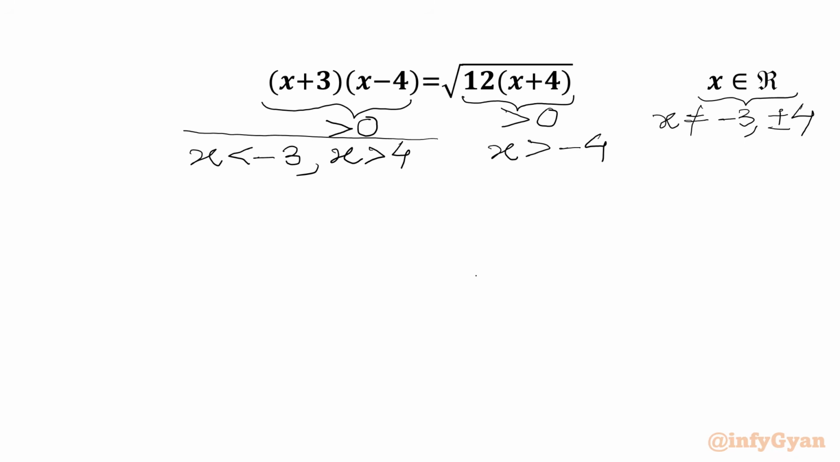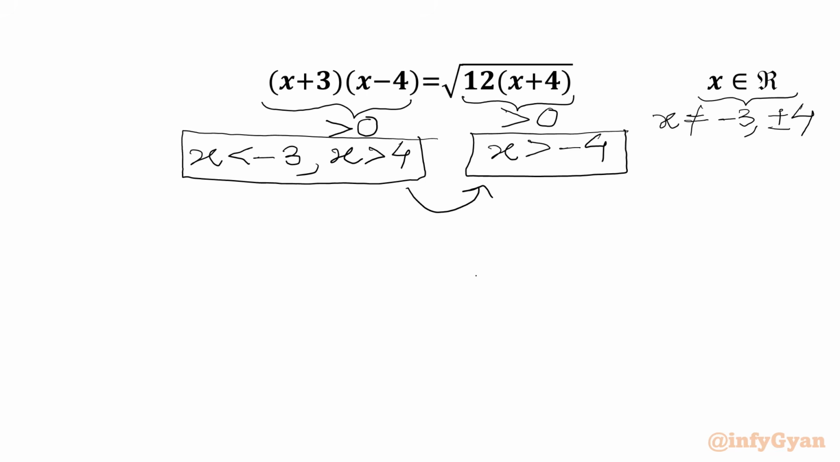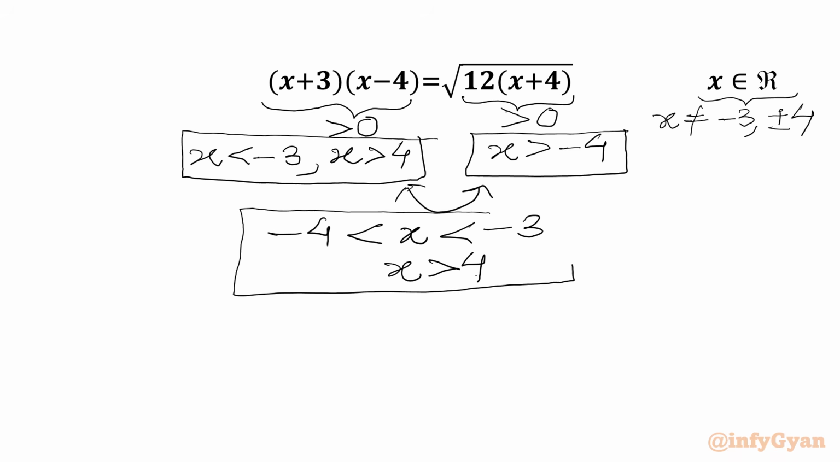Now we have two conditions, one from LHS, another from RHS. We'll take the intersection of these two conditions and we can write our domain of the equation. x should be either in the interval minus 4 to minus 3 or x should be greater than 4. So our answer should be in this interval only. Then only we will be getting real solutions.